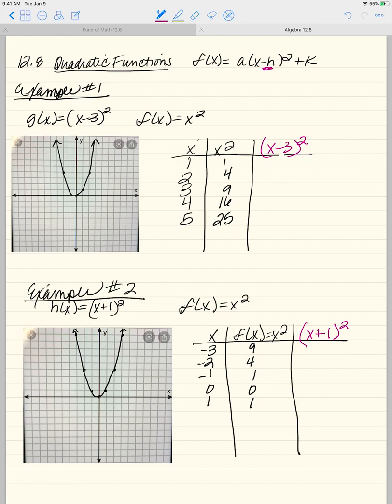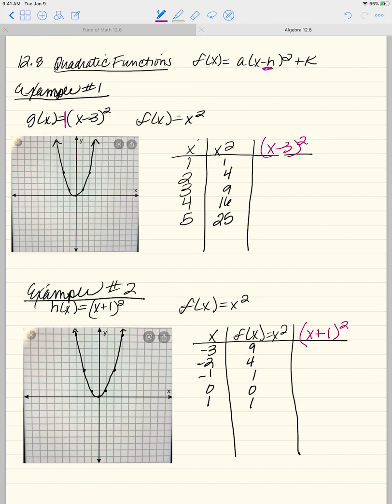So in example number 1, we are asked to graph f of x equals x minus 3 squared. Obviously the a in this case would just be 1. And then we're also asked to graph f of x is equal to x squared. So just like in 12.7, we can compare the two graphs. I've just gone ahead already in both example 1 and 2 and graphed f of x is equal to x squared because at this point you should be very familiar with how to graph that one. And then let's take a look at, in example 1, what happens when we do x minus 3 squared.